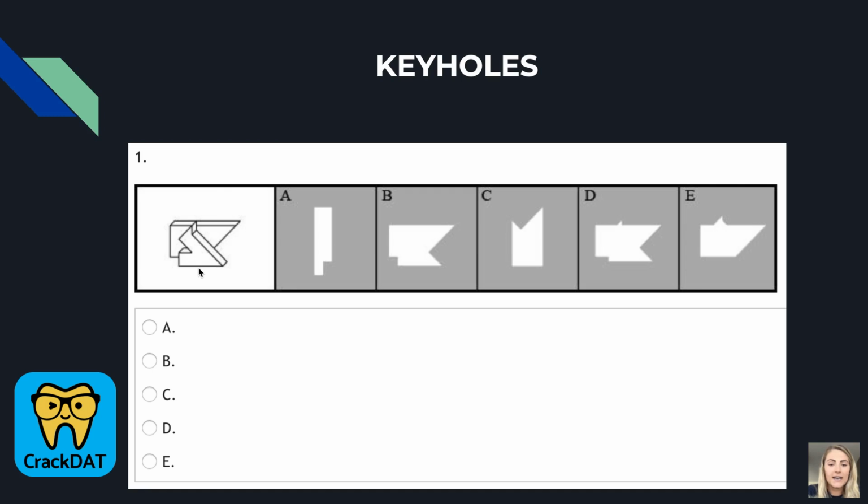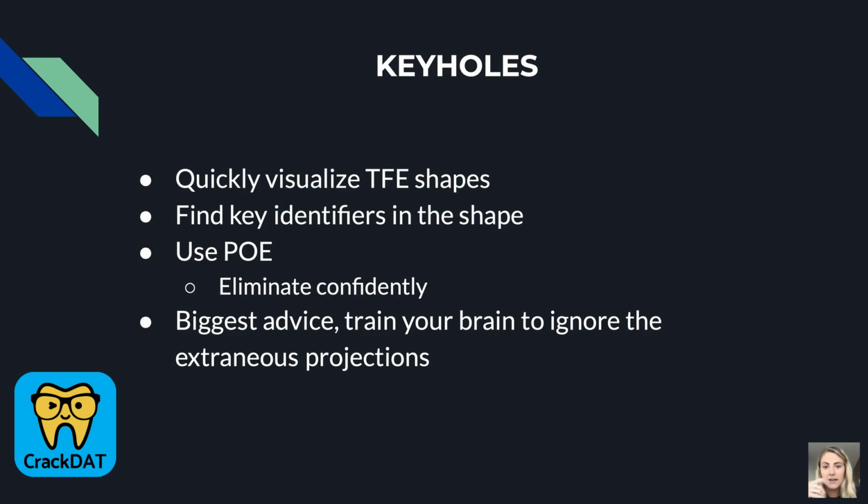So you know it's two rectangles next to each other. Then you go, okay, the only answer that's like that is this. But I can tell that they're kind of off center. They're not lined up at one edge. So that's wrong. We just know that. So that's what I mean by quickly visualize TFE shapes.